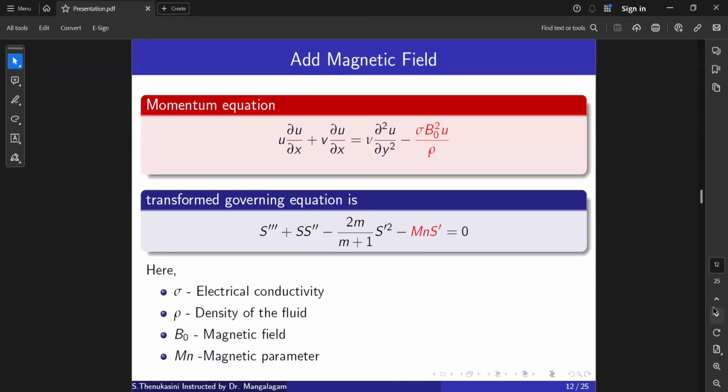Now we add the magnetic field in our system. When a conducting fluid moves within a magnetic field, eddy currents are induced. The interaction between eddy currents and the secondary magnetic field generates Lorentz force. Lorentz force opposes the nanofluid motion. Therefore, the momentum equation is reduced like this. So only this governing ordinary differential equation changes, but boundary conditions will not change.